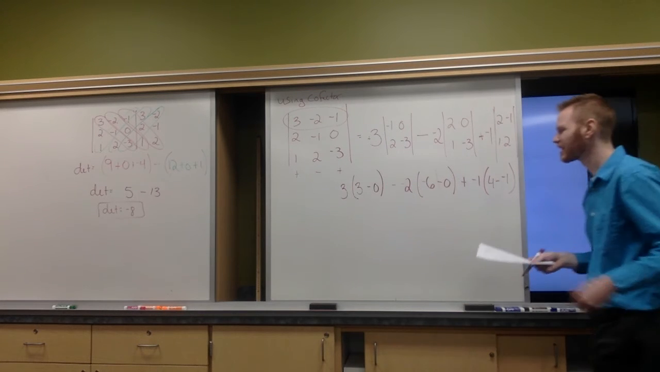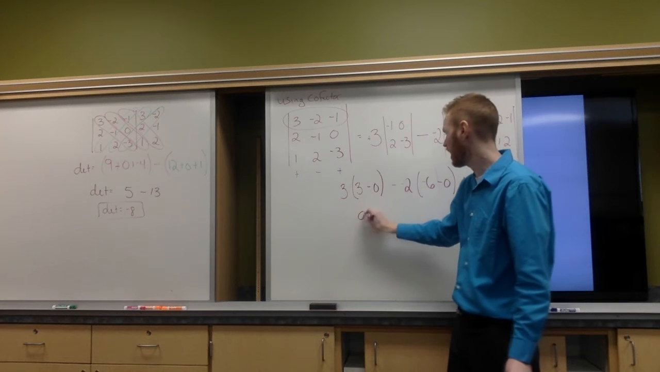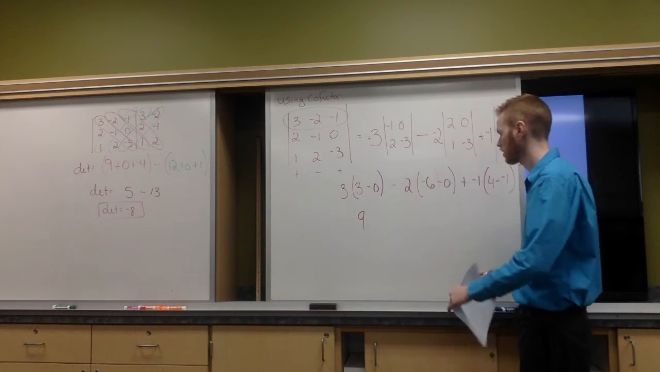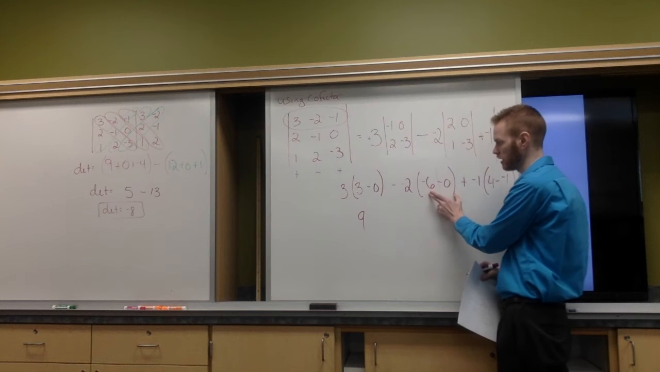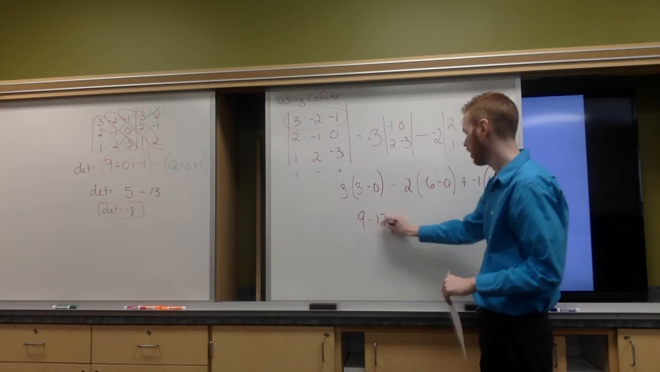Oh, that's a lot. Okay, let's simplify this guy. This is just 3 times 3, which is 9. This is just a negative 6, right? Times negative 2 is 12. So we're going to subtract a 12.